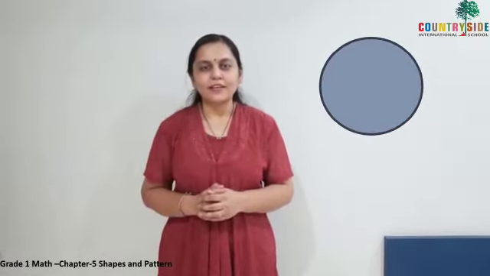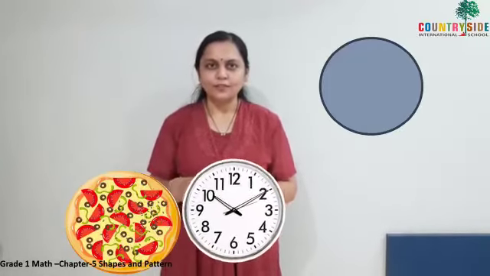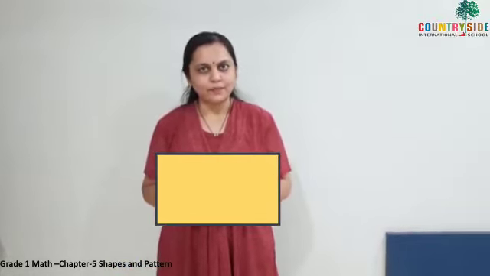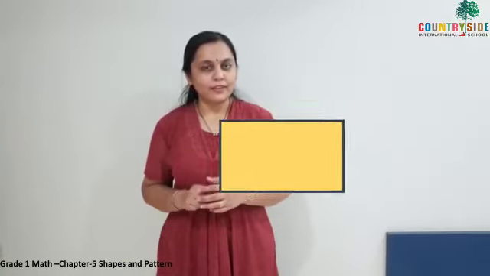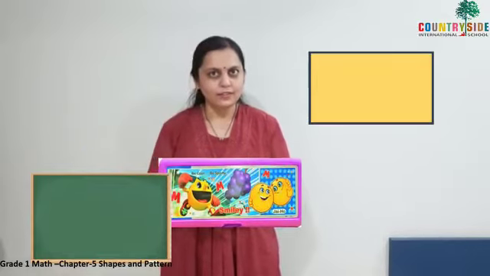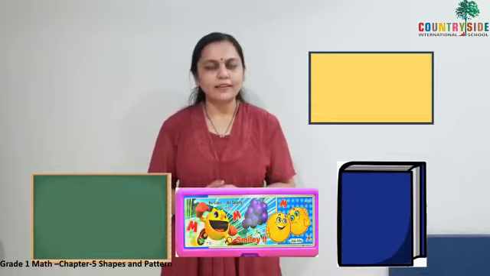A circle is made from curved lines. And we can see the circle shape in pizza, wall clock and paper plate. Correct? Now let's move on to another shape which is the rectangle. The examples of rectangle shape are our blackboard, compass box and our book. It looks like a rectangle.